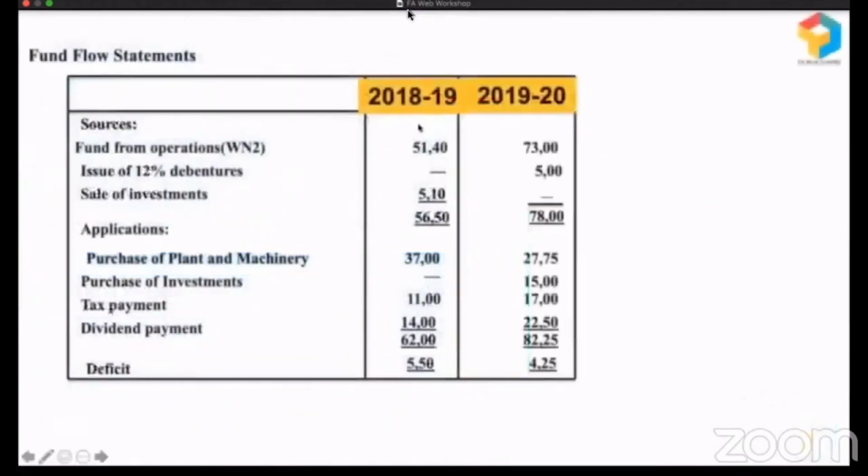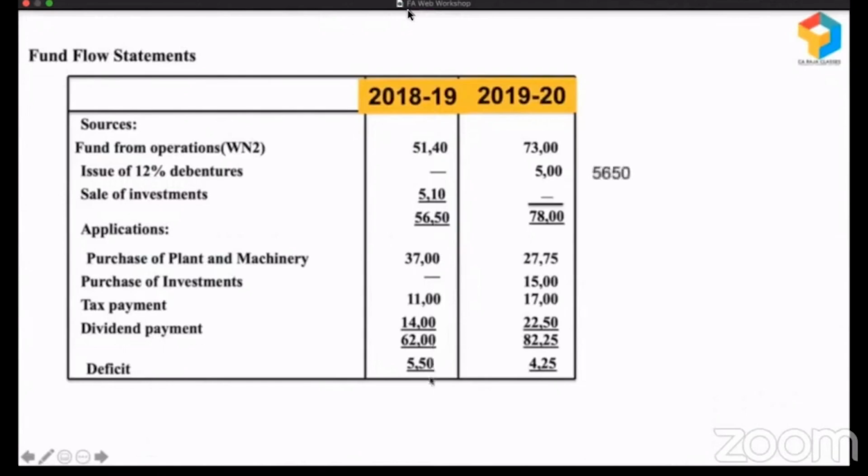Now look at this. Let me analyze this also so that you will get complete clarity about fund flow analysis. Here I'm not teaching you how to prepare a fund flow statement, but how to read it. Look, in 2018-19 they had long-term sources from operations and by selling investment of 5,650, and these are all their long-term uses. They purchased plant and machinery, they paid taxes, they paid dividend. So 5,650 was the source, 6,200 was the use, and there was a deficit of 550.